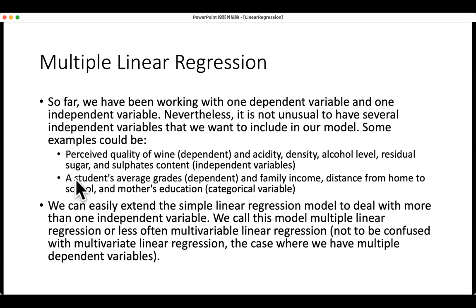So also, student average grade. Okay, you guys are students, so this is the dependent variable. And the family income, the distance from home to school, and the mother's education. From past studies, these few factors actually have a big impact on students' average grade.